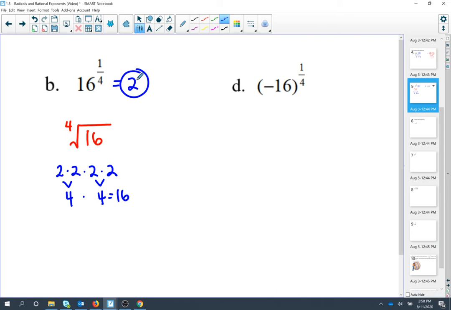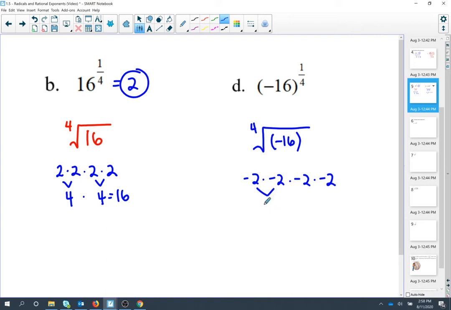Letter D. Again, it looks very, very similar, but now we have a negative. Now, keep in mind this negative is on the inside. So because it's inside the parentheses, that means that the whole thing has to go inside. My root is still 4, my power is still 1. So now I'm looking for 4 of the exact same things that multiply to -16. So my first thought would be -2 times -2 times -2 times -2.